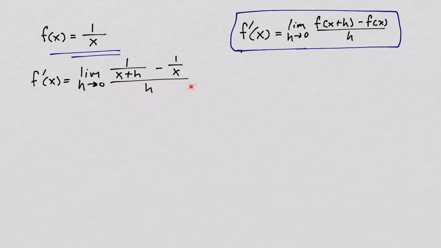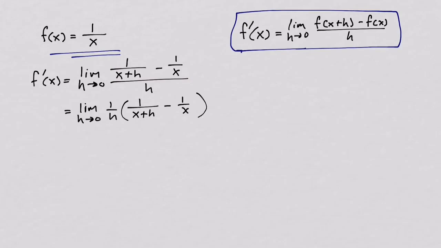And what we have here is a complex fraction, so I think a nice first step is to rewrite this in the following way. Dividing by h is the same as multiplying by 1 over h. So instead of dividing by h here, I can write that as 1 over h times the rest of the expression, or times the top of that expression. So 1 over x plus h minus 1 over x.